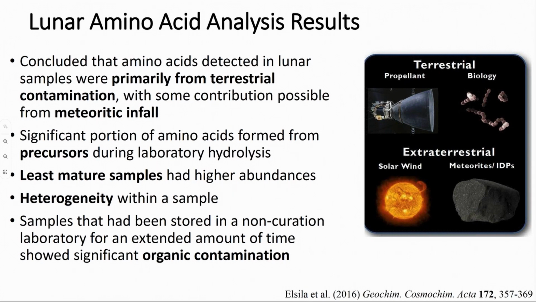There was also a lot of heterogeneity observed. We looked at a 10-gram sample of a lunar regolith, and we split it into aliquots of between 0.5 gram and 1 gram. And in those different aliquots, we saw a variation from seeing less than 1 part per billion of amino acids up to 48 parts per billion.